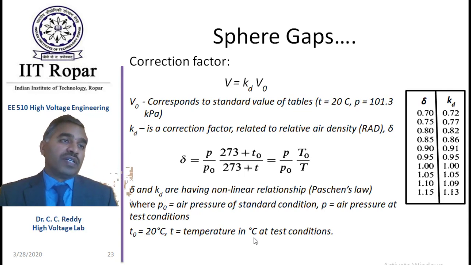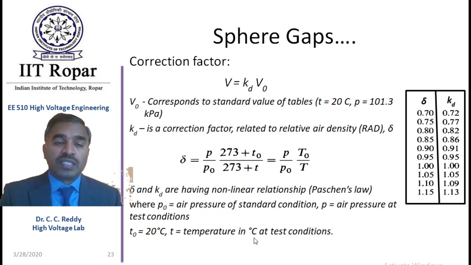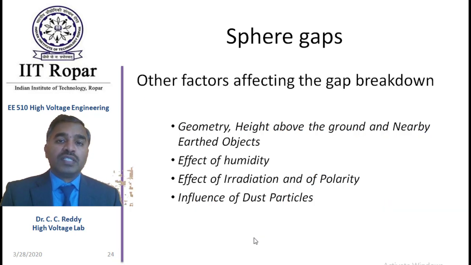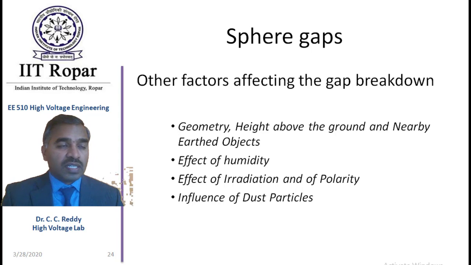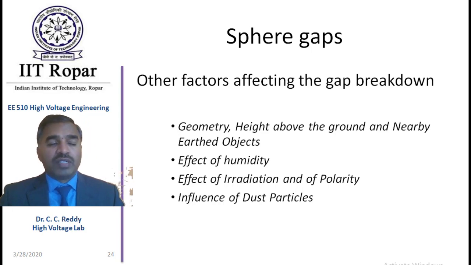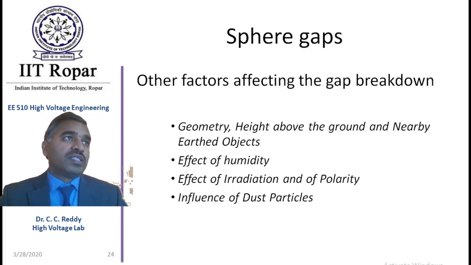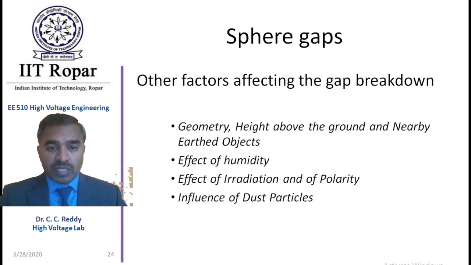So this correction factor has to be applied for a measured voltage at test conditions or laboratory conditions under which the test is conducted. Now what are the other factors affecting the breakdown? So gap breakdown, so until now we have geometry, etc., we have considered already. So geometry, height above the ground, nearby earth objects, these do interfere, but if we follow the standards and keep the distances within the limits, the effect is minimal.